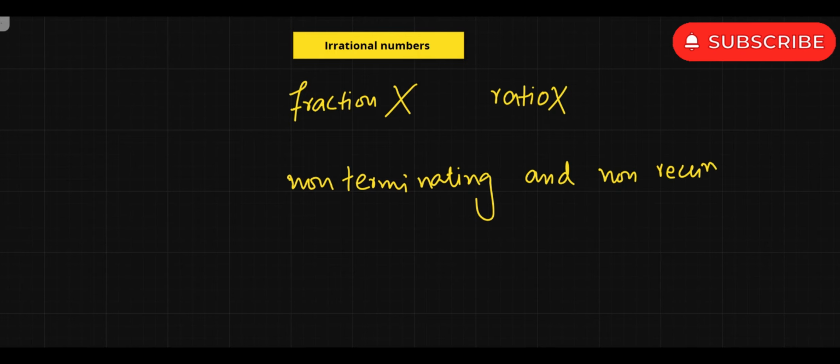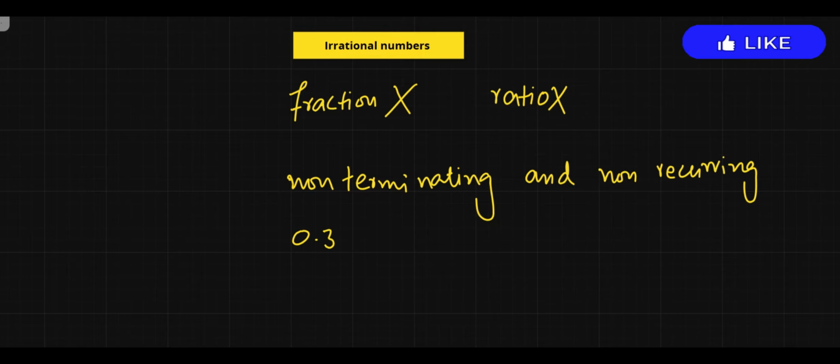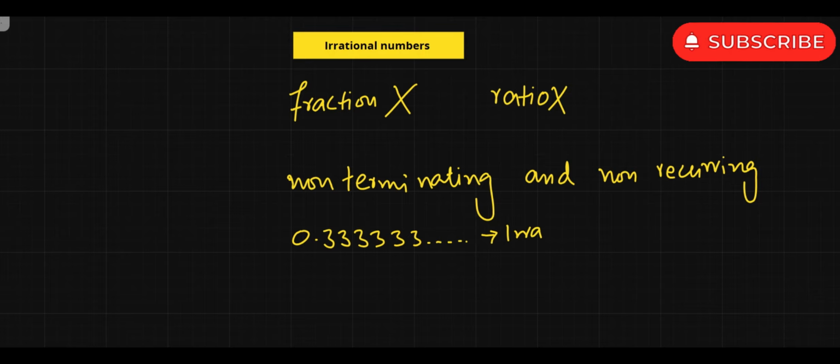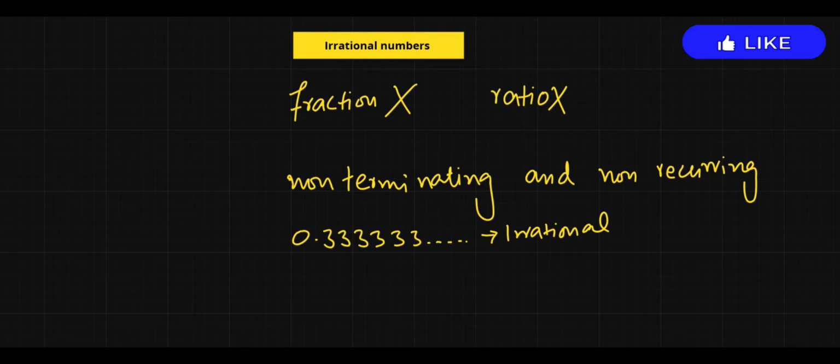For example, we have a decimal 0.33333 and so on. So this is a non-terminating number, so this is actually an irrational number. Same like in case we have the square root of a number, suppose 16, the answer is 4, so this is actually a rational number.